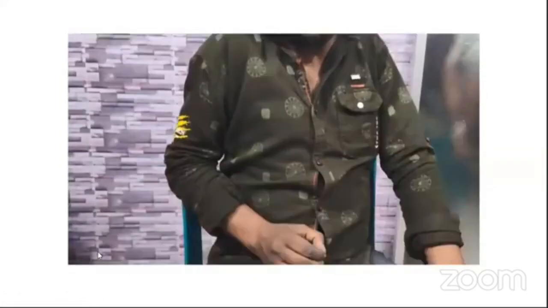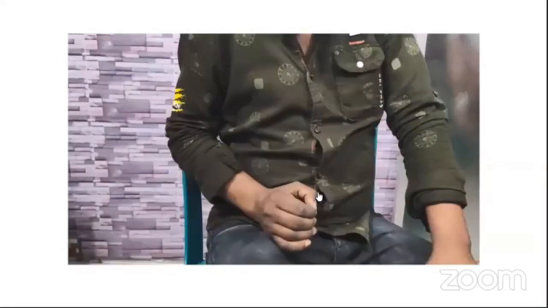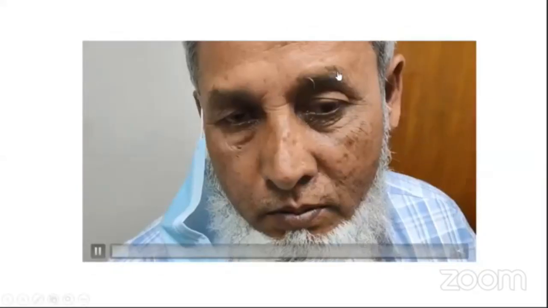This patient also presented to me with hemifacial spasm. This is also a dystonia, hemifacial spasm.